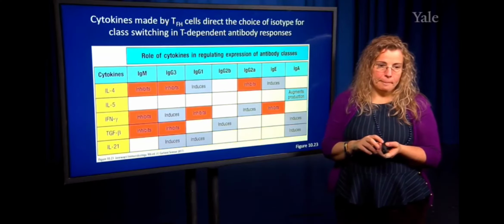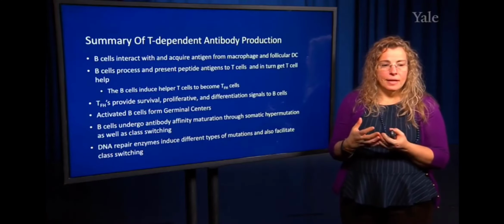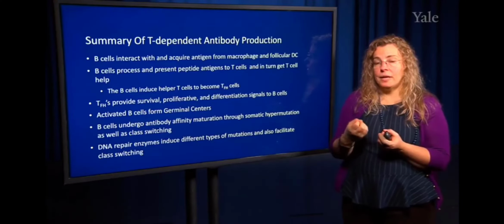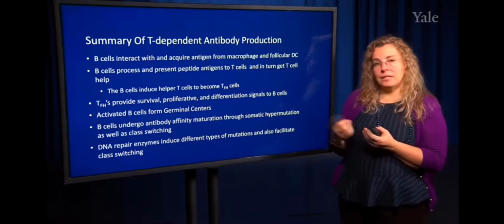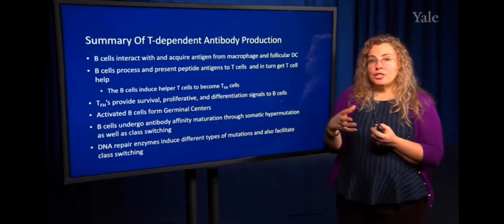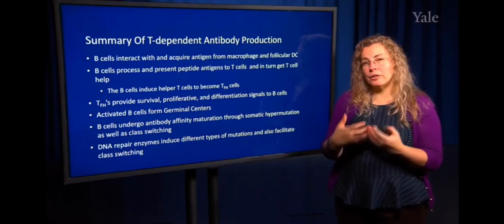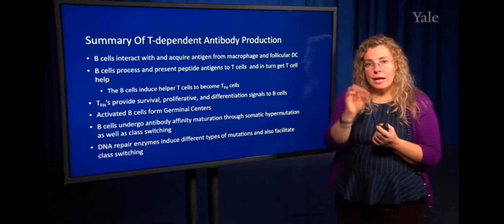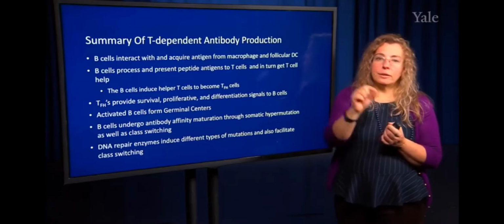So to summarize T-dependent antibody production, B cells first have to interact with and acquire their antigen, present it on MHC class II, and get help from a T cell. The B cells will actually induce a more generic or regular helper T cell to become very specifically a follicular helper T cell, which is best suited to really help a B cell make a lot of antibody.